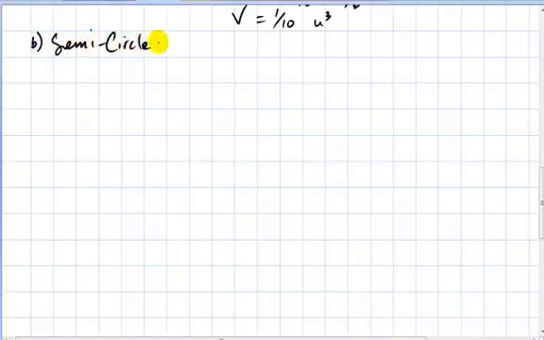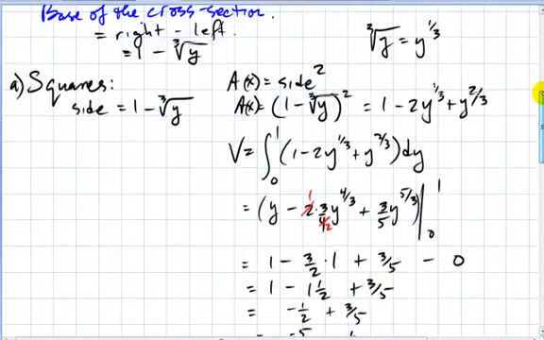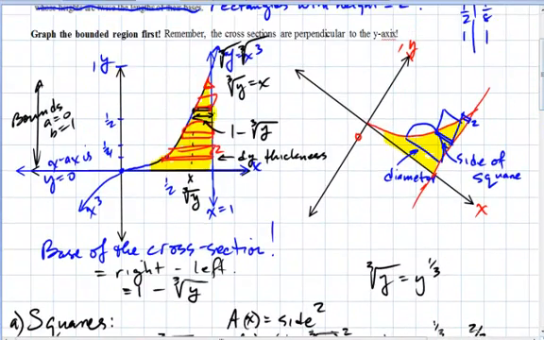Now, semicircles deal with the area. The area of a semicircle is simply going to be 1/2 times pi r squared. It's half a circle, right? So what we need is a radius. Let's go back up here. Now this distance right here is the base of the cross section. That will be the side of the square. It will also be the diameter of the semicircle.